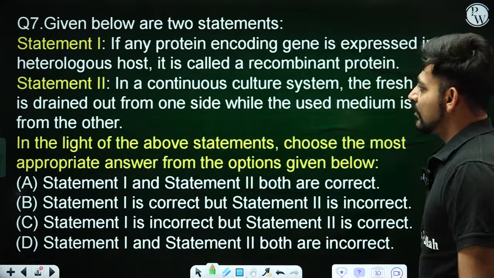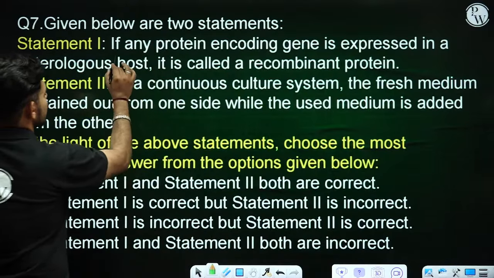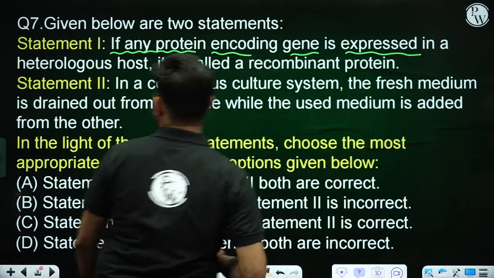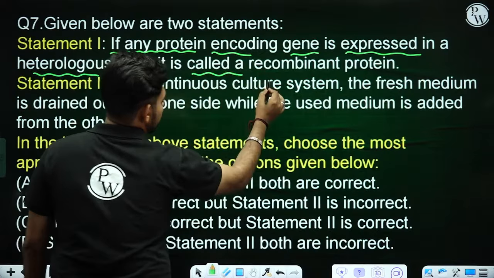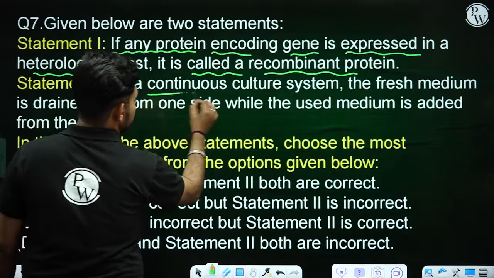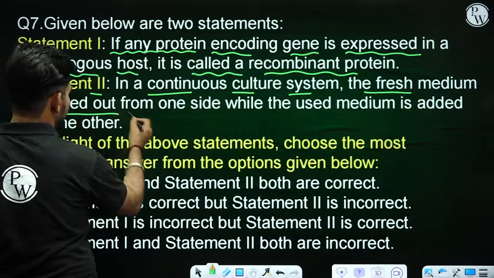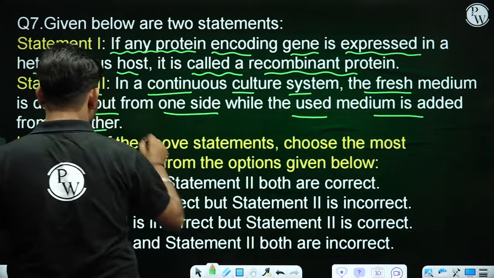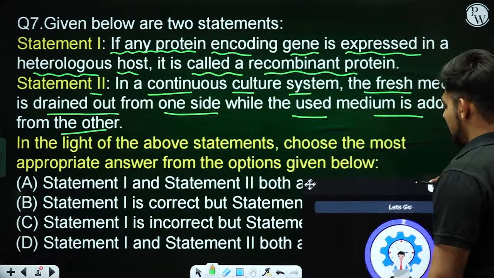Next question. Another statement based question. Statement 1 says, if any protein encoding gene is expressed in a heterologous host, it is called a recombinant protein. Statement 2 says, in a continuous culture system, the fresh medium is drained out from one side while the used medium is added from the other side. Let's see who can give the answer.